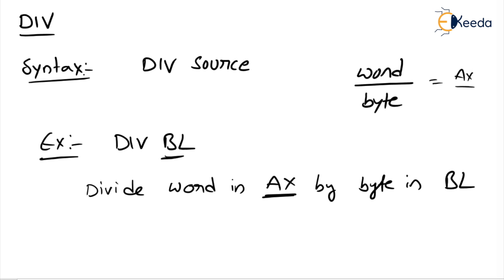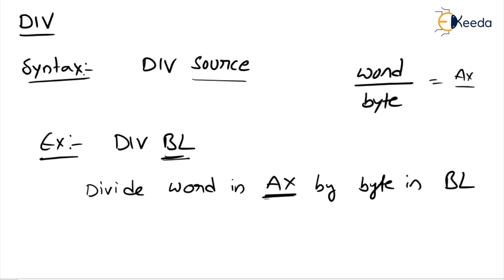Remember, these two, multiplication and division, are very important in the whole microprocessor. Addition and subtraction were somewhat easy, but the syntax of multiplication and division is different. In division we give only the source, not the destination. So which one do we divide? The word in AX is divided by the byte in BL.